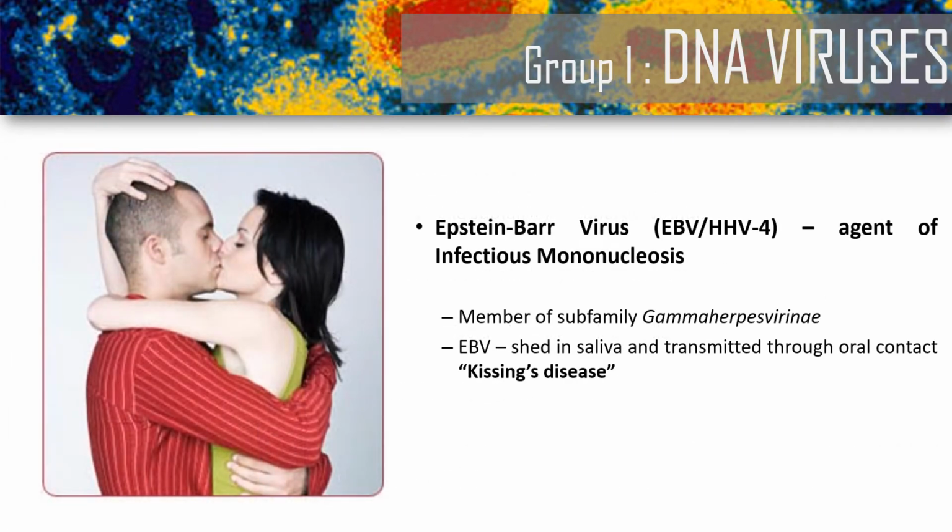Next you have your Epstein-Barr Virus or EBV. If you cannot find EBV, class, look for human herpesvirus type 4, the agent of infectious mononucleosis. So EBV is a member of the gamma herpesvirinae. They shed in saliva and are transmitted through oral contact. That's why the disease is usually called kissing disease.